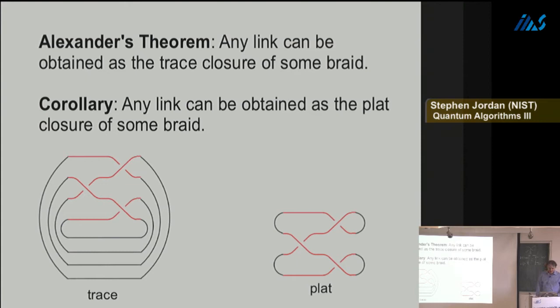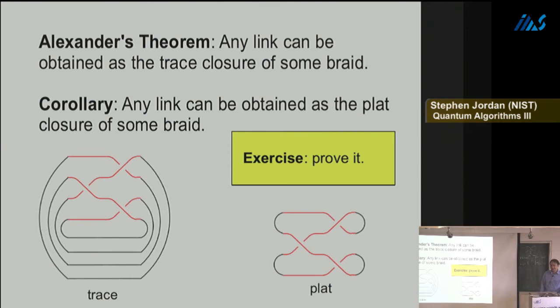There's a famous theorem, Alexander's theorem, which says that any link can be obtained as the trace closure of some braid. And there's a corollary, which says that any link can be obtained as the plait closure of some braid. It's not so hard to show this. If you stare at these diagrams, maybe you can see how to convert a trace closure into a plait closure.